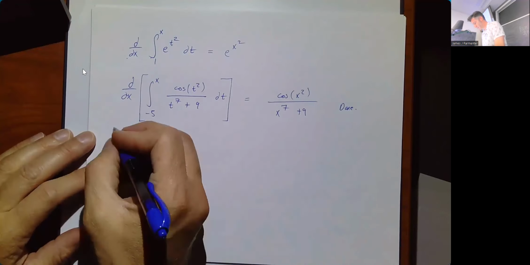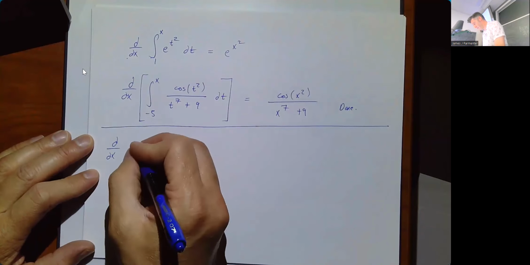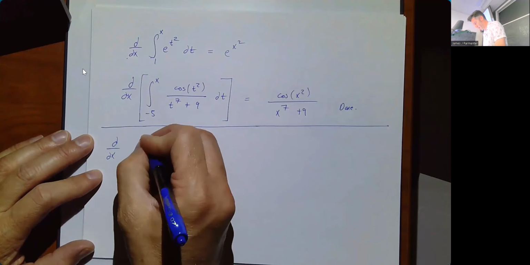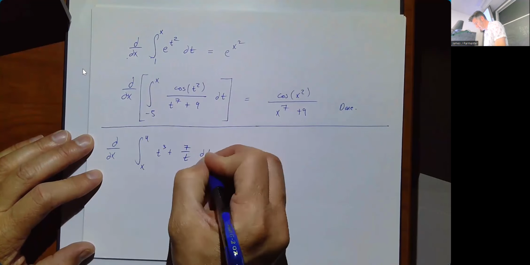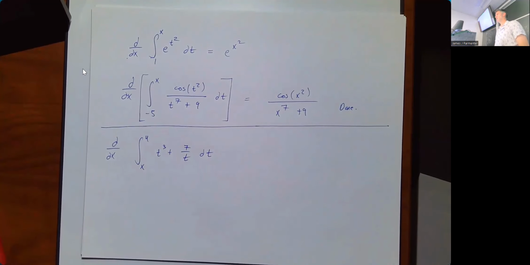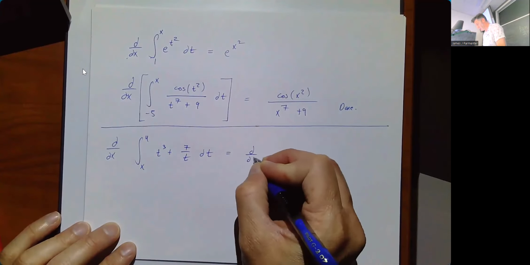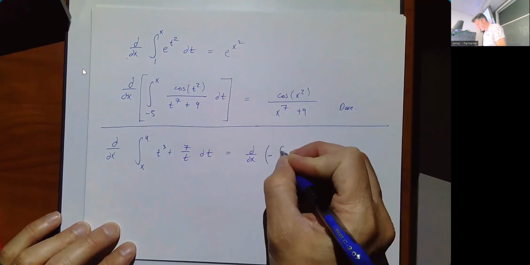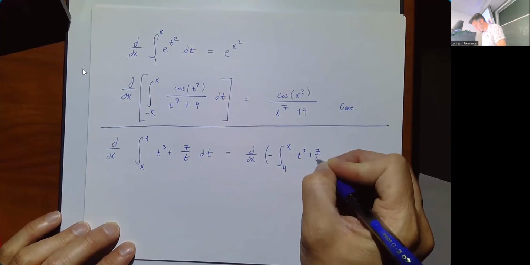First of all, what happens if I want to find the derivative of the integral from x to 4 of t cubed plus 7 divided by t dt? Now the x is in the wrong spot. I definitely can just make it negative. So you can show the work, and it's not terrible to show the work. You can say that's the same as the derivative of the negative of the integral from 4 to x of t cubed plus 7 over t dt.